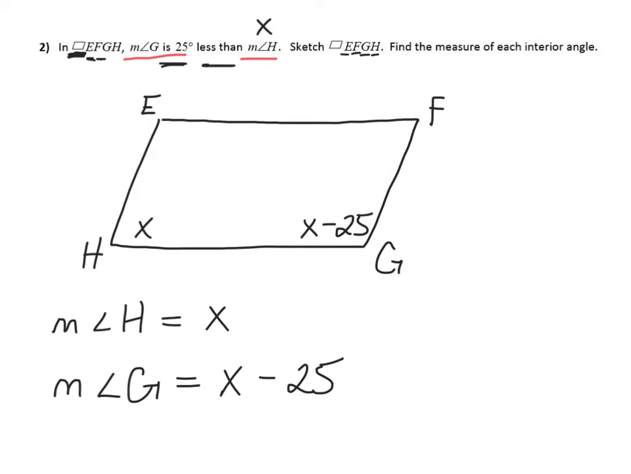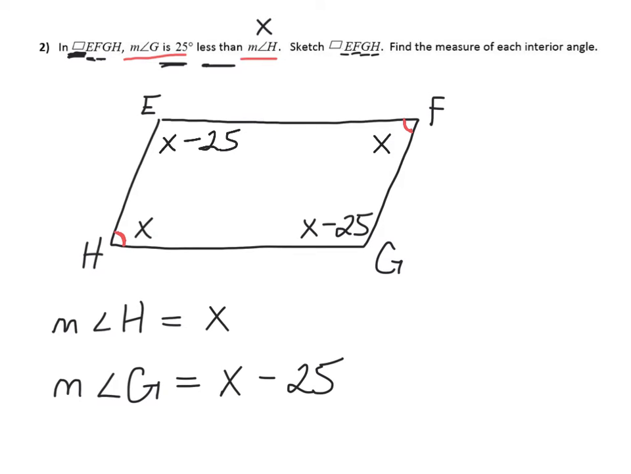Now we could take it one step further and say, well, since it's a parallelogram, I know the opposite angles are going to be congruent, which means that angle F is also going to be x. And then that also means that angle E must be x minus 25.